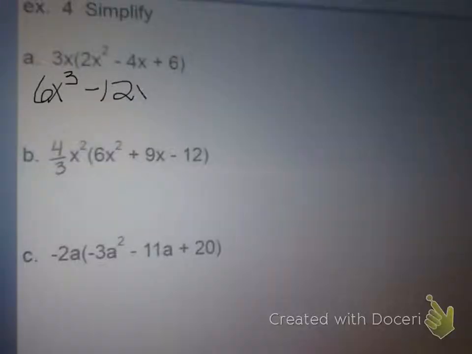We have to distribute the 3x to everything. After we distribute, we try to combine like terms. We can't, so we're done. Example B, we're going to multiply everything by 4/3 x squared.